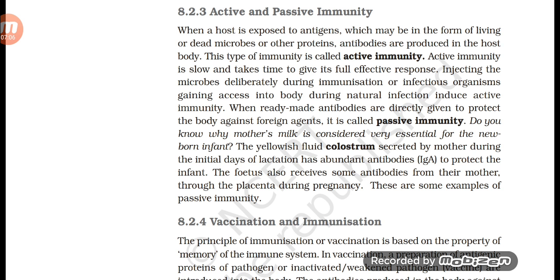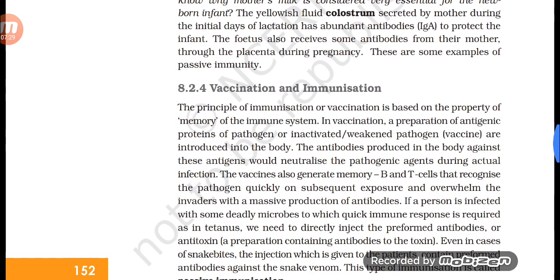So do you know why mother's milk is considered very essential for the newborn infant? The yellowish fluid colostrum, secreted by the mother during the initial days of lactation, has abundant IgA antibodies, that I just told you protect the body surfaces, to protect the infant. The fetus also receives some antibodies from the mother through the placenta during pregnancy. Okay, these are some examples of passive immunity.